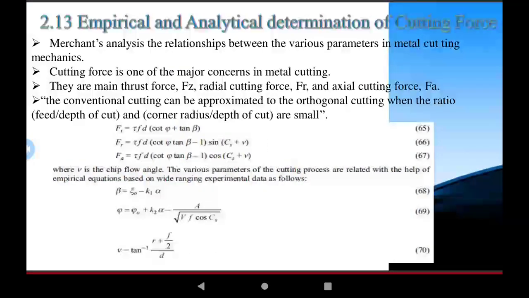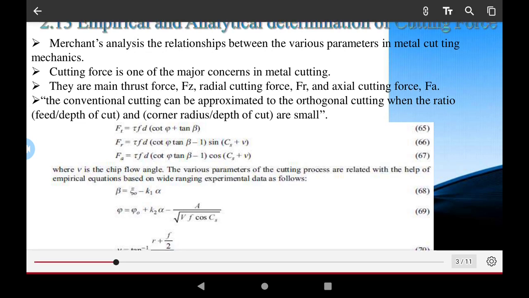The empirical and analytical methods to find out the values and experimental values. The empirical and analytical determination of the cutting forces, and finding out the cutting forces in the analysis of this video lecture series.